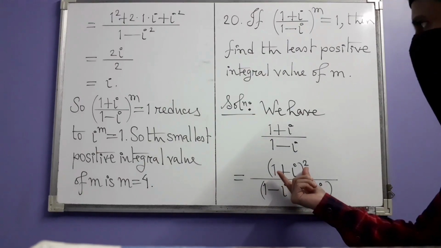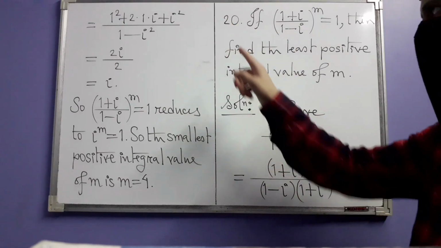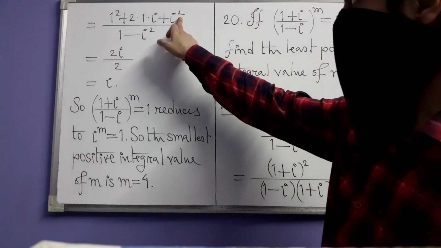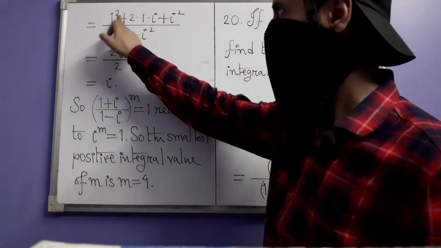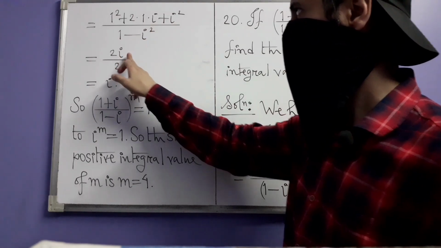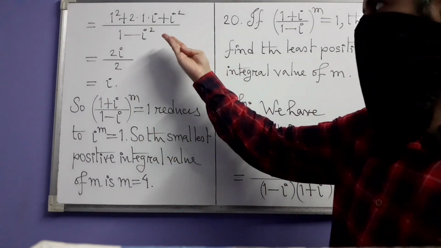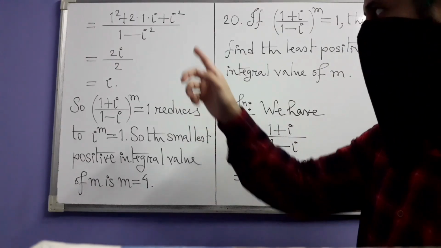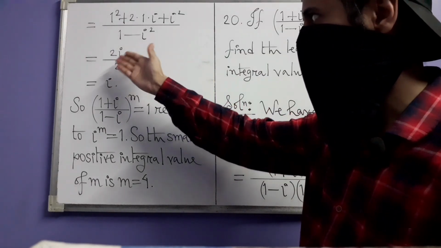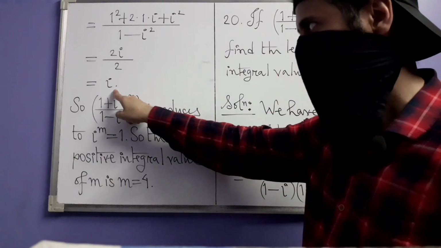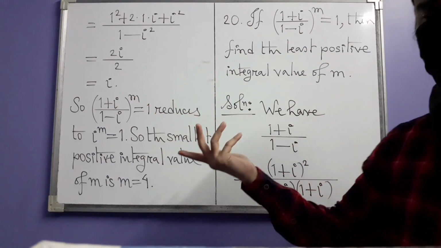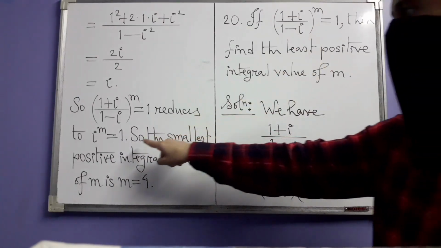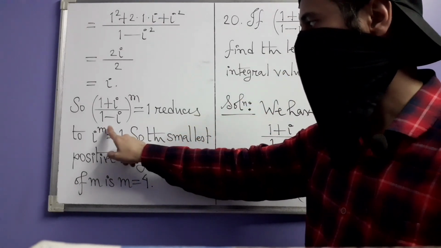So that's how you get this square, and then you expand the square, 1 square plus 2 times 1 times i plus i square. i square is minus 1, which cancels with 1, and the numerator is 2i. And the denominator is 1 minus i square, i square is minus 1, so minus of minus 1 is plus 1. 1 plus 1 is 2. And after cancelling these 2's, you are left with i. So it's a very simple number, it's just i. So that means the given equation reduces to this, i to the power m equal to 1.